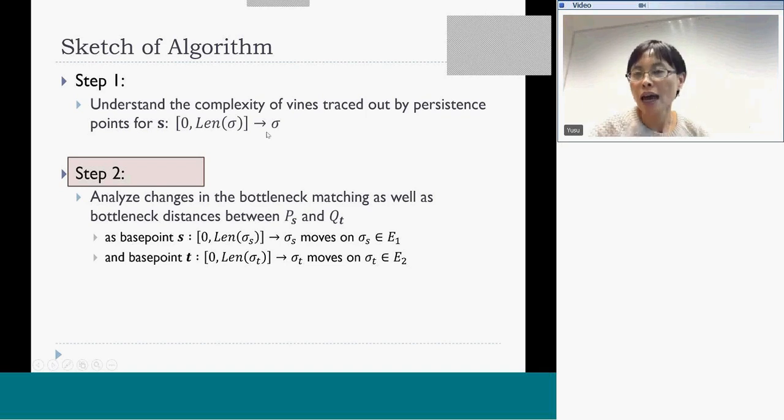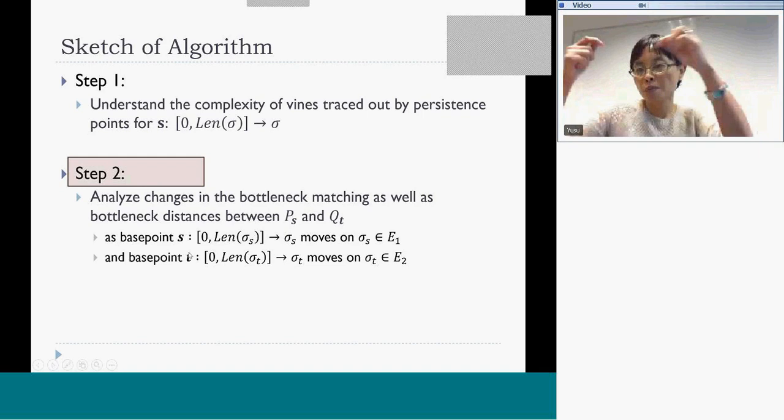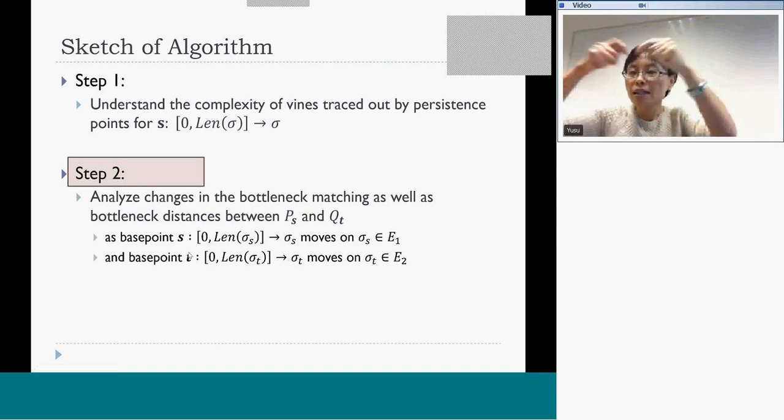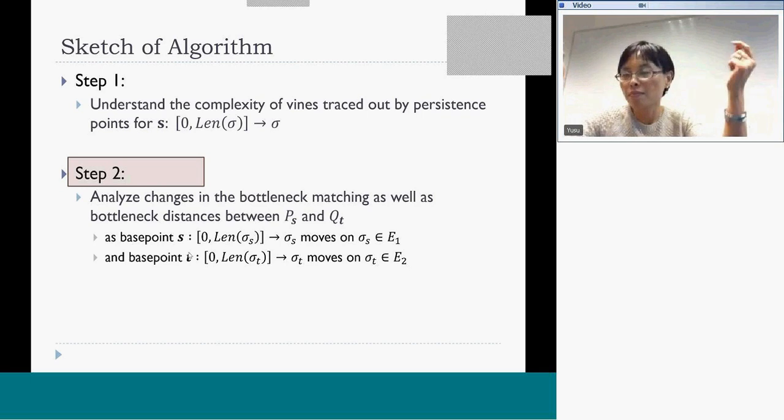Now we know how the persistence points move as we move the base point. So what we want to do is use this to help us understand what happens while our base point S moves along edges in graph G1, where G1 refers to the edge set of graph G1, and another base point T moves along the edges of graph G2. We track their corresponding persistence diagrams and see how the bottleneck distance between them changes. We want to get such a description.